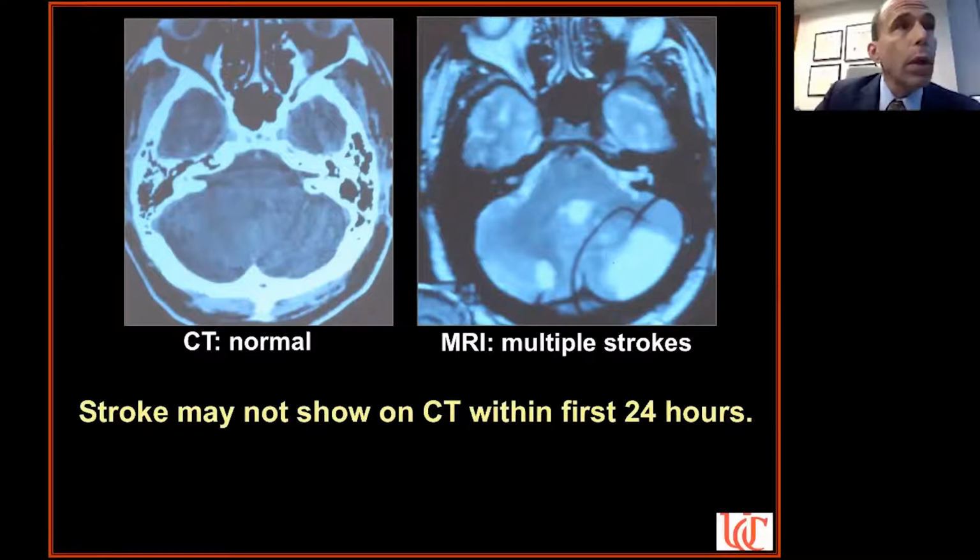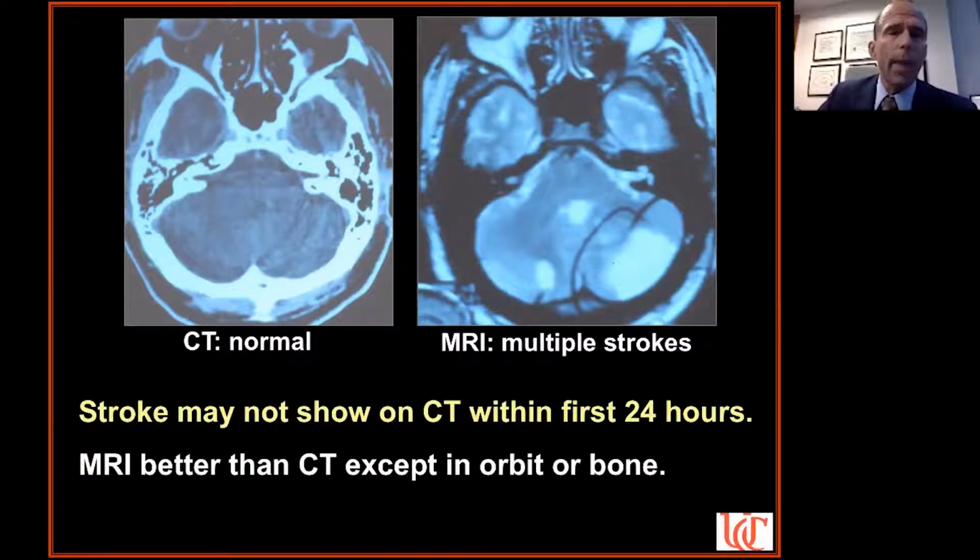They have only visual symptoms. They go to the emergency room, CT scan is normal. Oftentimes I see them days or even weeks later. I tell them, gee, you have a homonymous hemianopsia, you have diabetes, high blood pressure, you're 65 years old, you probably had a stroke. And they said, oh no, I didn't have a stroke. They did a scan when I went to the emergency room that showed no stroke. So MRI better than CT, except in orbit or bone.